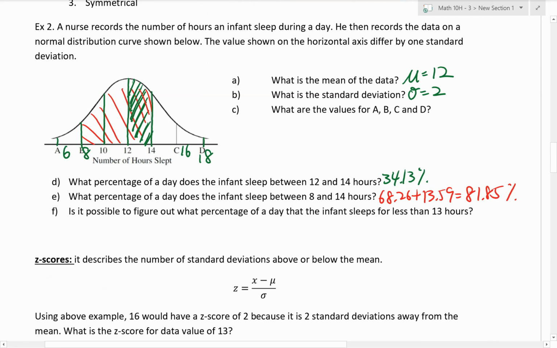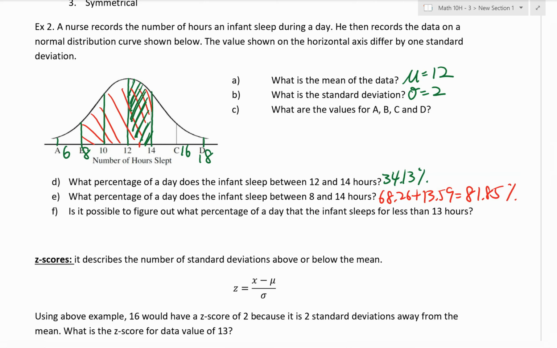Part F asks, is it possible to figure out what percentage of a day that the infant sleeps for less than 13 hours? Well, 13 hours will be somewhere here in the middle, right? It will be right there. If that's all we know, then we can't really figure it out, I guess we can estimate. However, if I ask you this question, the answer has to be yes. Otherwise, what's the point, right? It is definitely possible. We just don't have the tools yet.